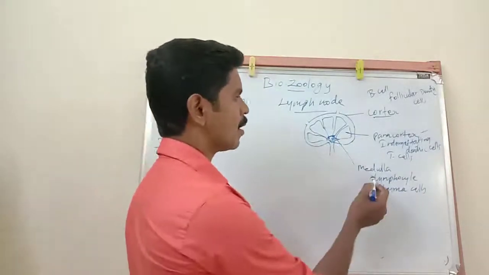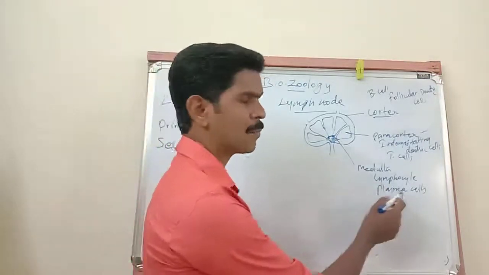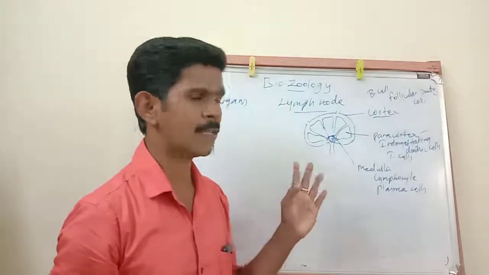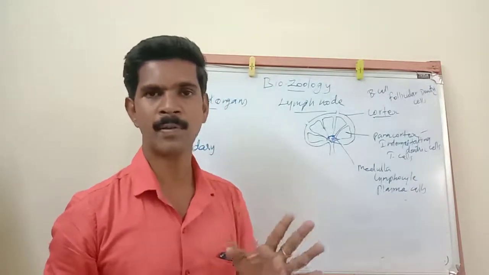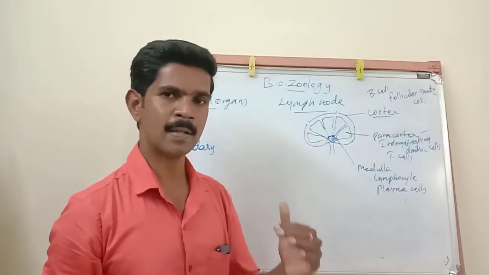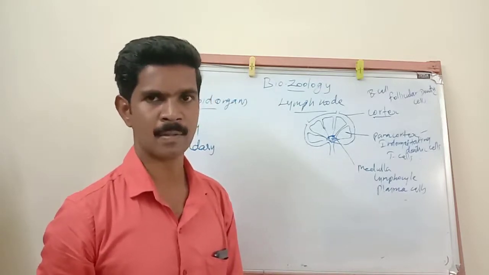And the inner region is called the medulla region. This region consists of a large amount of mature lymphocytes and plasma cells. I hope you all understood all these points. So the lymph node is divided into three major regions. The outer region is called the cortex, the middle region is called the paracortex, and the inner region is called the medulla region.